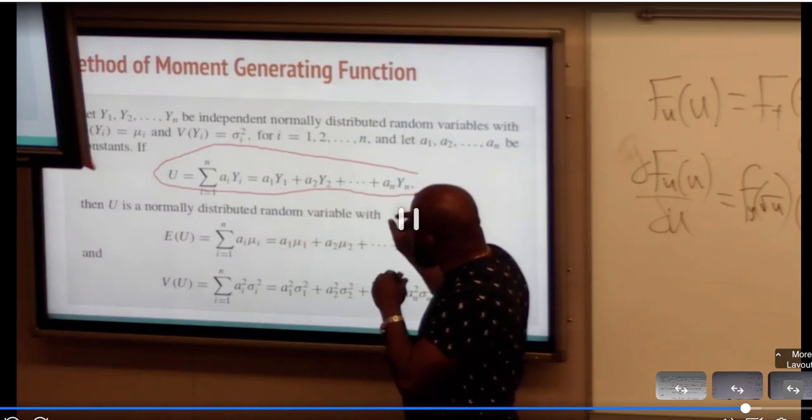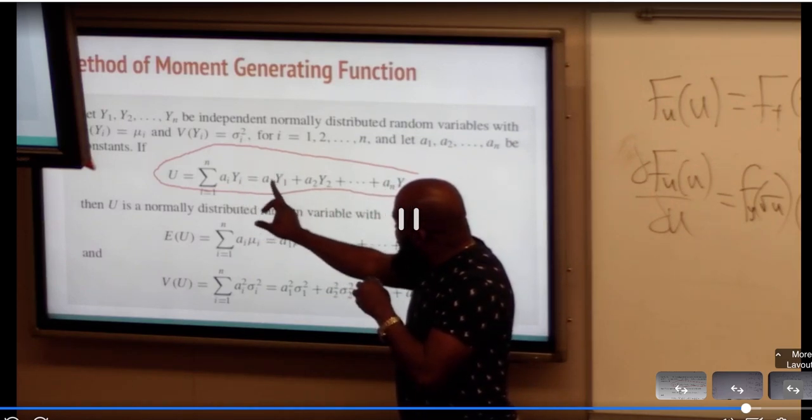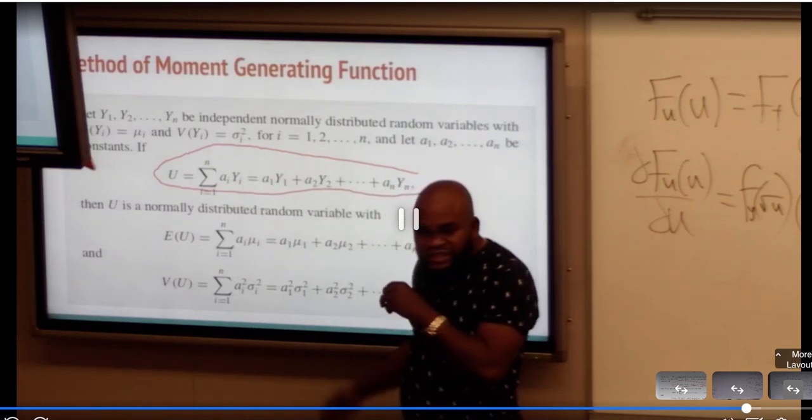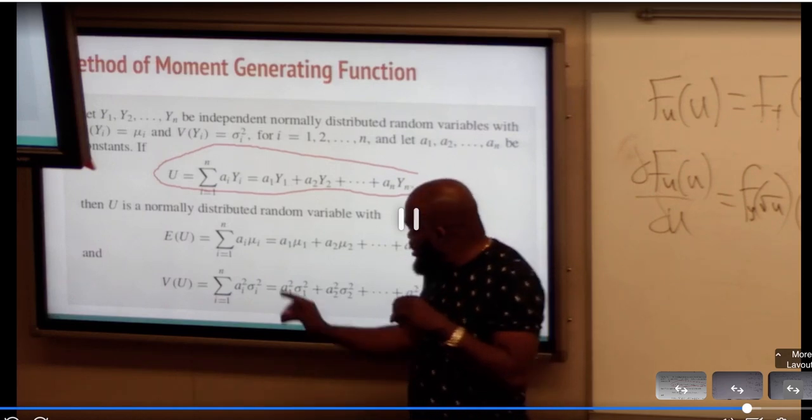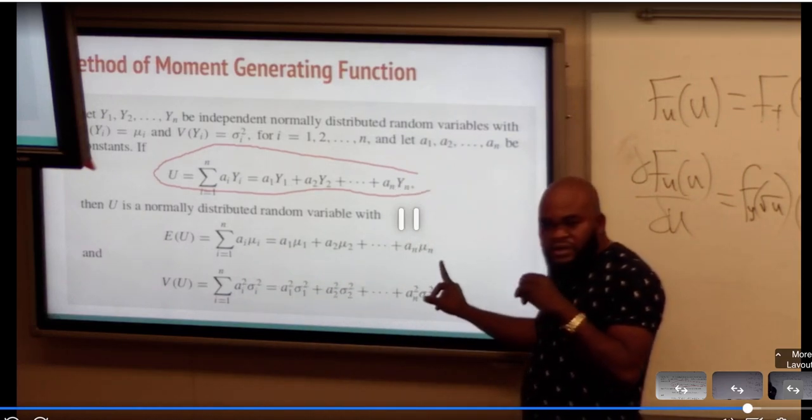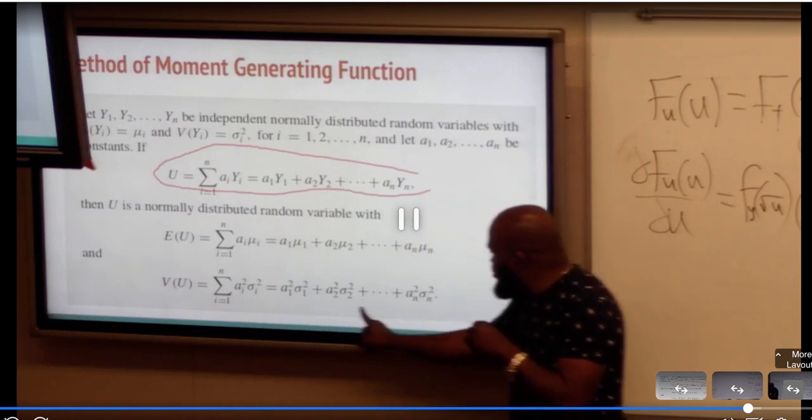Now, the expected value of u is going to be, I want to take the expectation of each of these. A constant is going to come out, it's going to be the expected value of y1. And what is the expected value of y1? Mu1. That was why you got this. Okay, what about the variance? It's going to be this.